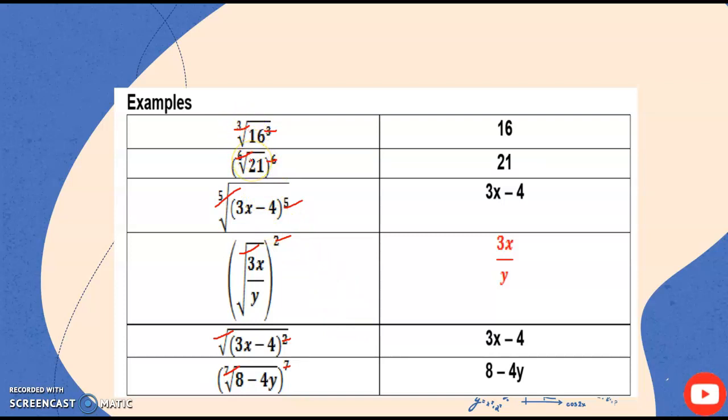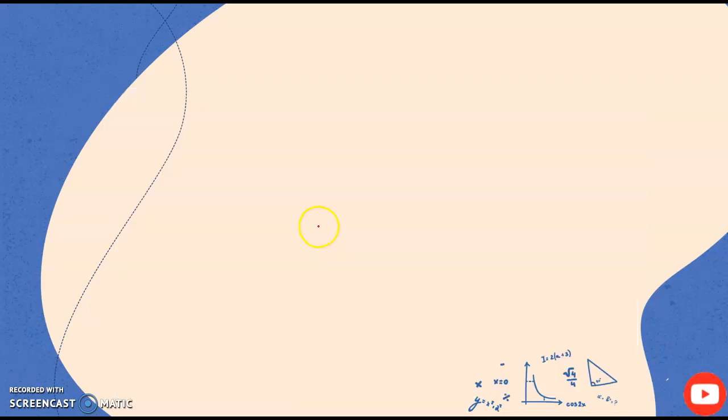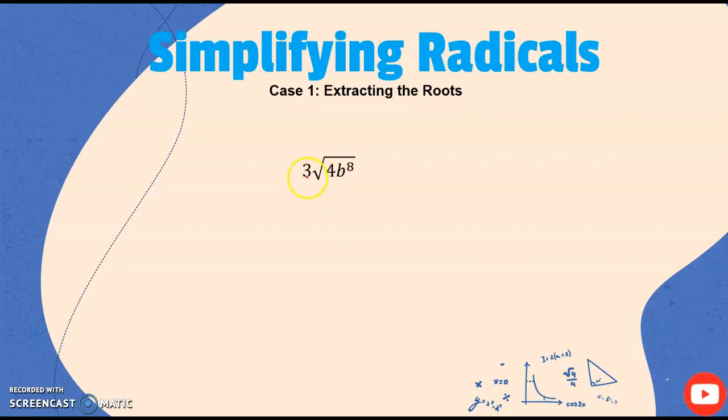Okay, so there are also times that a given expression cannot be just easily cancelled. You just have to divide first before you can get the answer. Alright, so what I mean is this one: 3 square root of 4b raised to 8. So first you need to express 4 as a perfect nth power, right? So what could be the perfect nth power of 4? It's 2 squared, right?